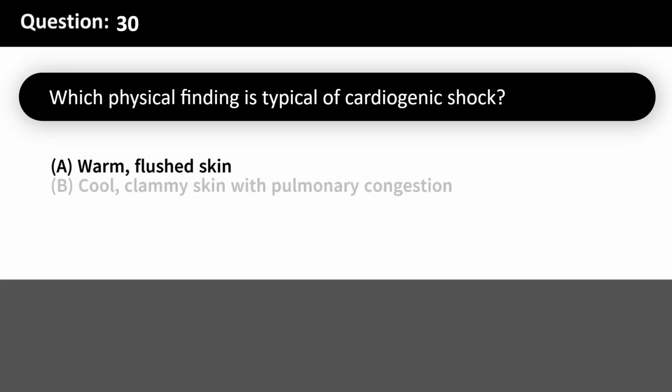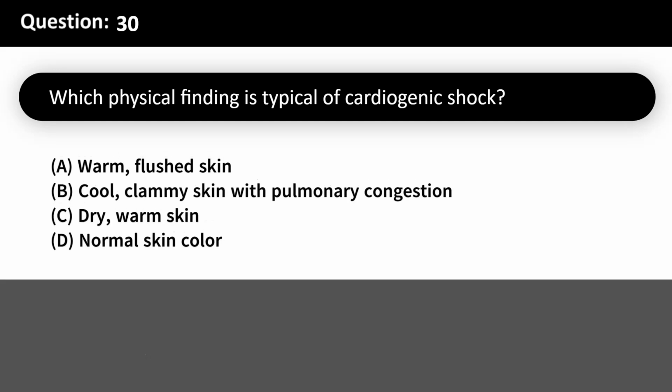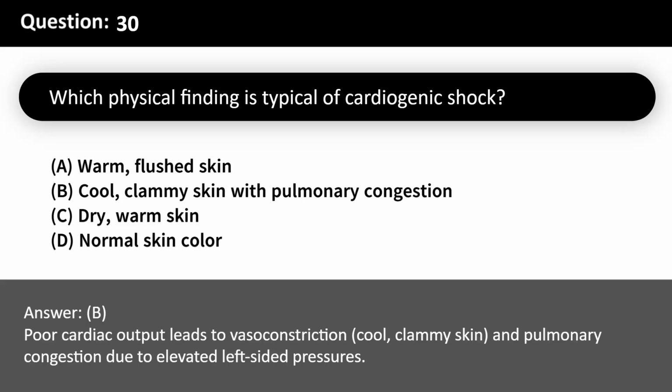Which physical finding is typical of cardiogenic shock? A. Warm, flushed skin. B. Cool, clammy skin with pulmonary congestion. C. Dry, warm skin. D. Normal skin color. Answer: B. Poor cardiac output leads to vasoconstriction, cool, clammy skin, and pulmonary congestion due to elevated left-sided pressures.